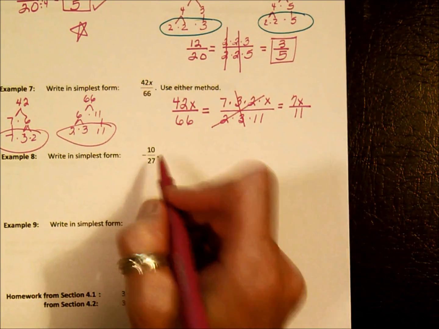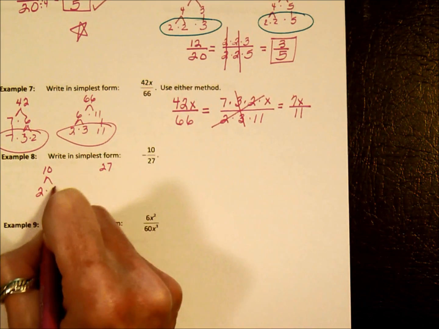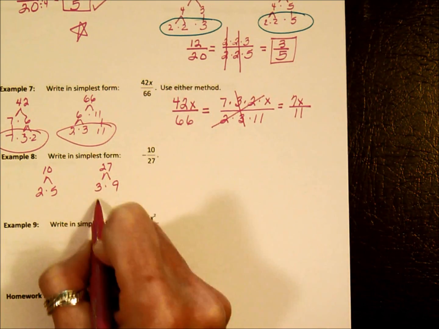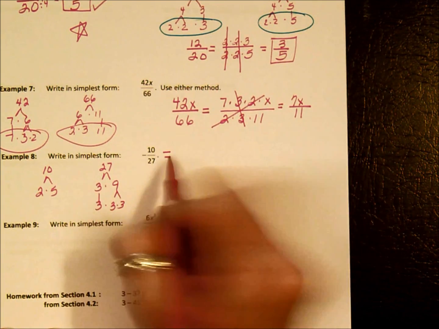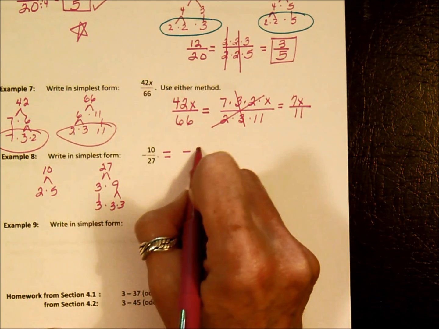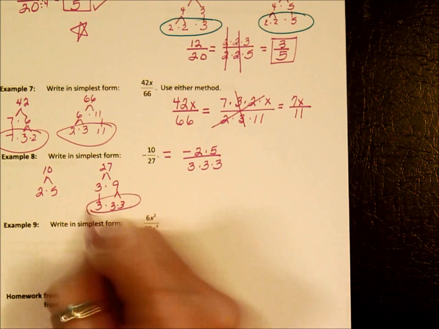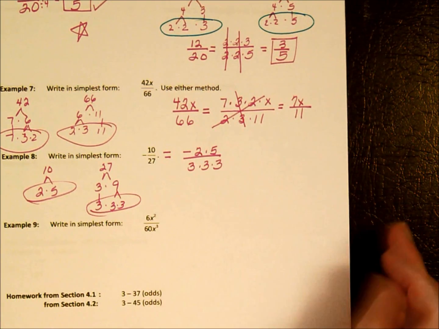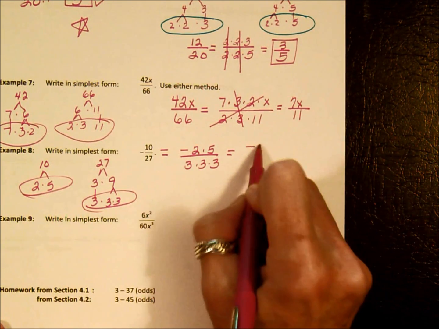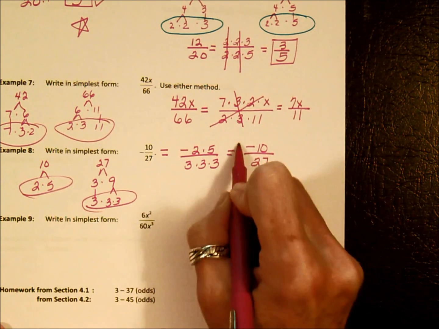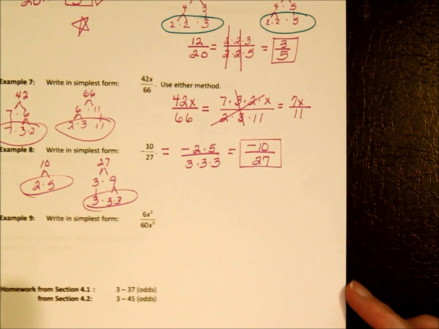Here, if I do a factor tree for 10, we'll add the negative in a minute. I get 2 times 5. 27, I get 3 times 9. Break down that 9. But now when I write this in its prime factored form, I have negative 2 times 5 over 3 times 3 times 3. Denominator, numerator with the negative added. Is there anything to cross cancel and make a 1? No. So what that told me was that fraction was already in its simplest form. It couldn't be simplified.